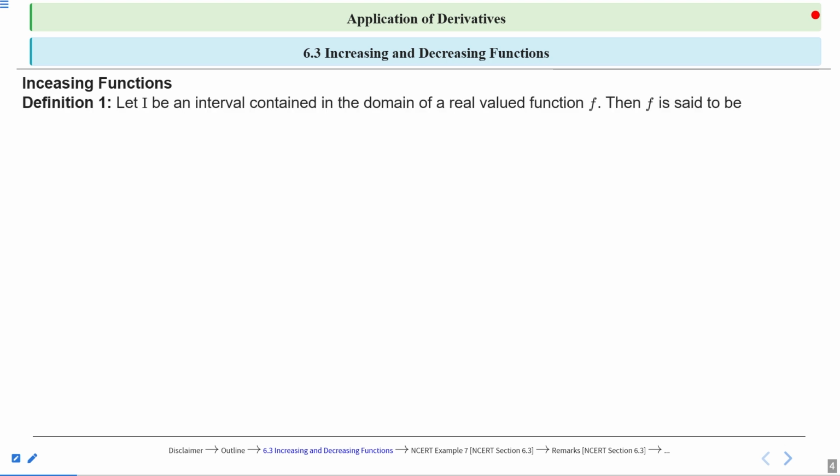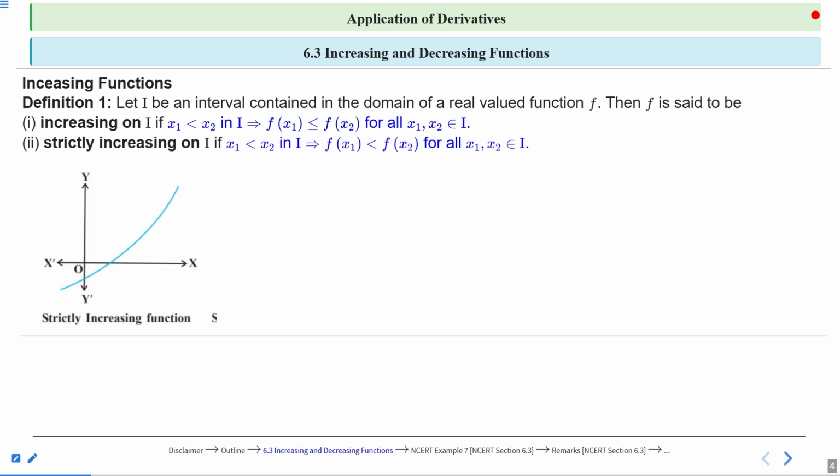Definition 1: let I be an interval contained in the domain of a real valued function f. Then f is said to be first, increasing on I if x1 less than x2 in I implies f of x1 less than or equal to f of x2 for all x1, x2 belonging to I, right? Now second, strictly increasing on I, if x1 less than x2 in I implies f of x1 less than f of x2 for all x1, x2 belonging to I, right?